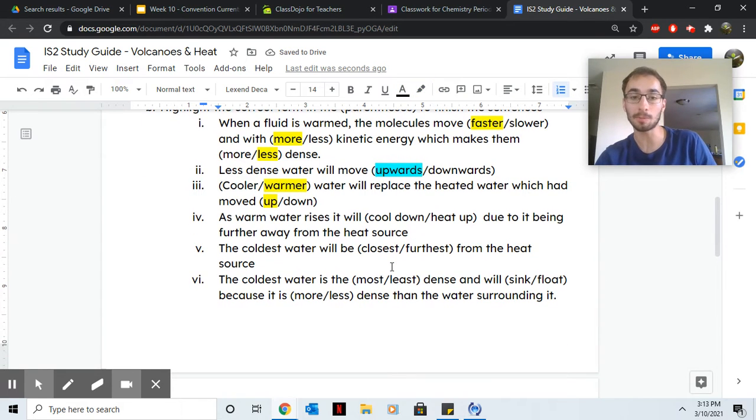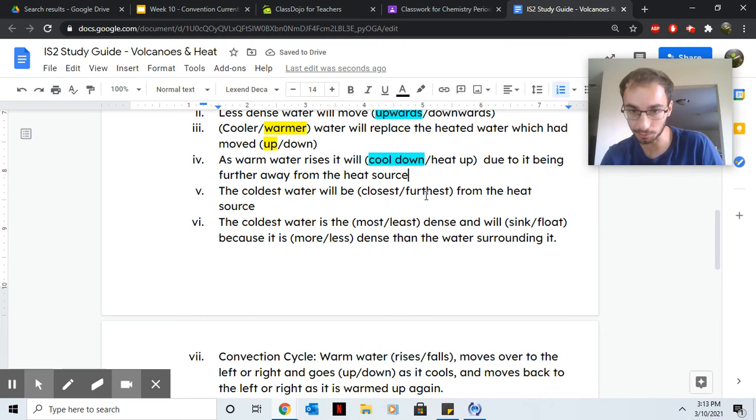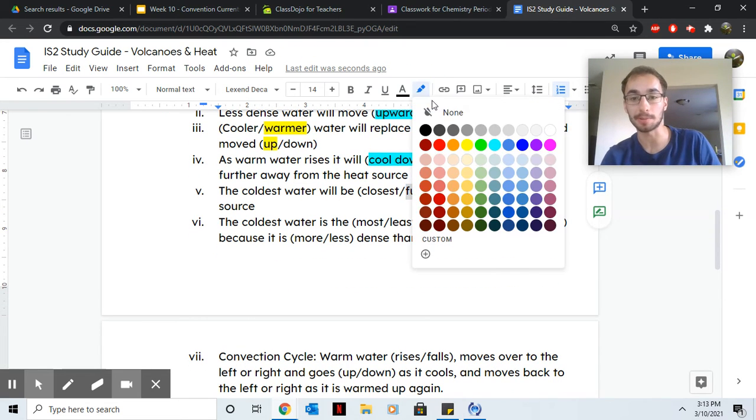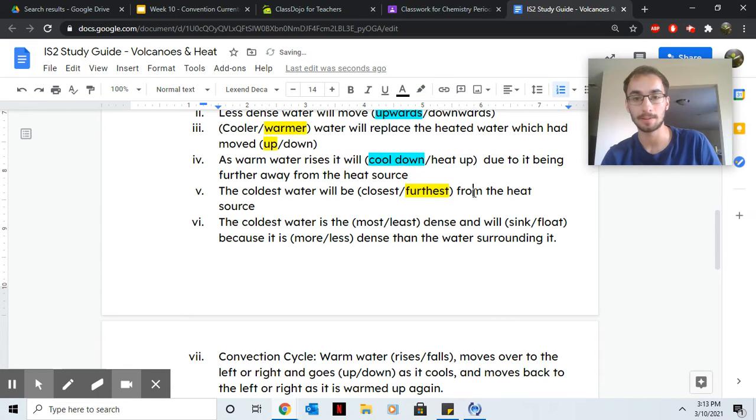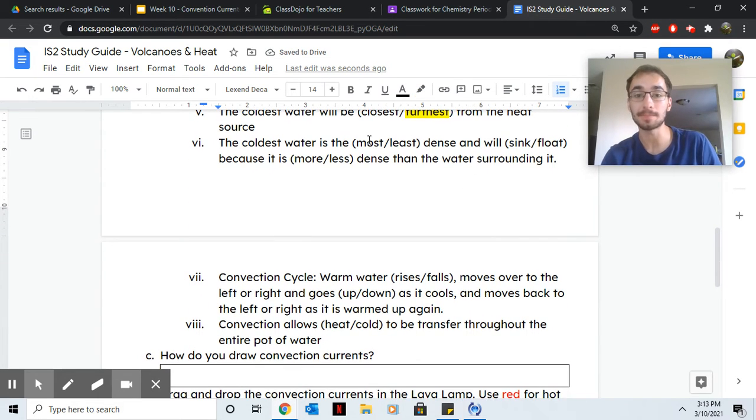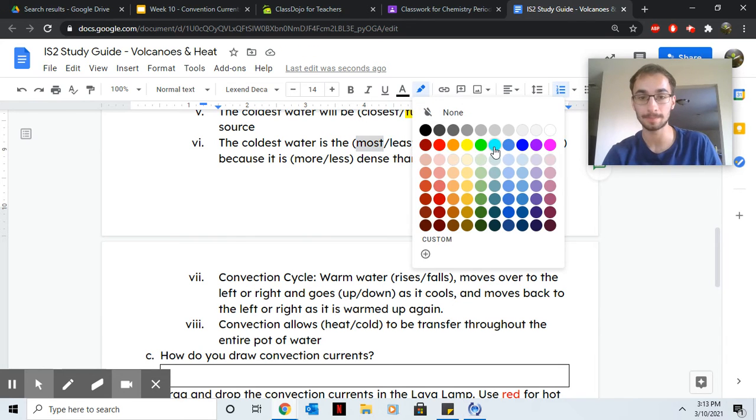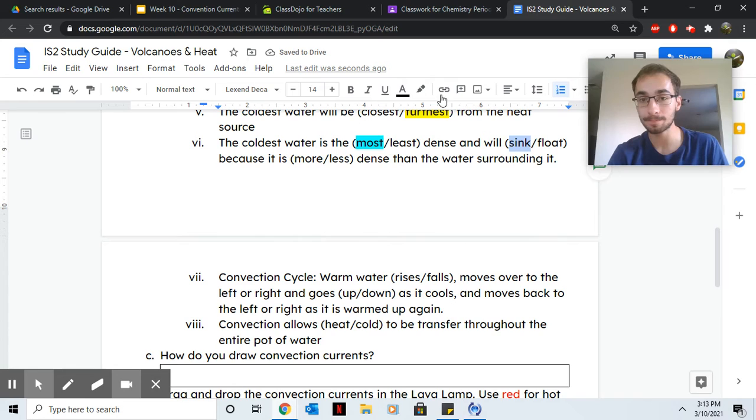Next, as warm water rises, when warm water keeps going up and up, it will eventually cool down because it's far away from the heat source. So there's nothing to make it hot anymore. So that's why the coldest water will be furthest from the heat source. The coldest water is the most dense and will sink because it's more dense than the water around it.